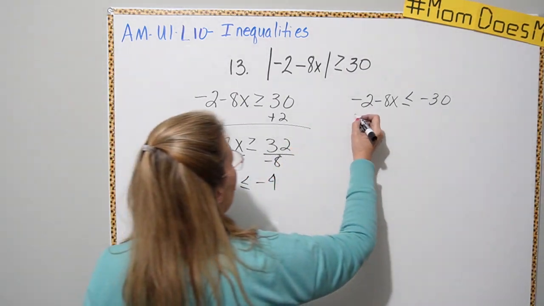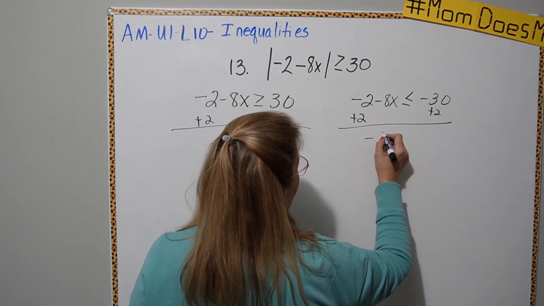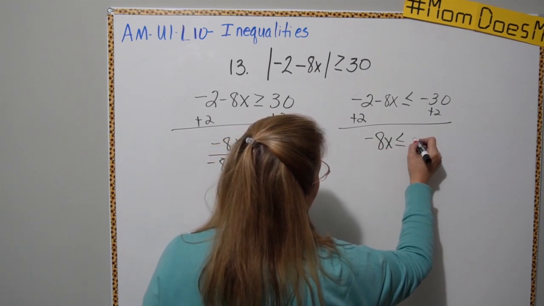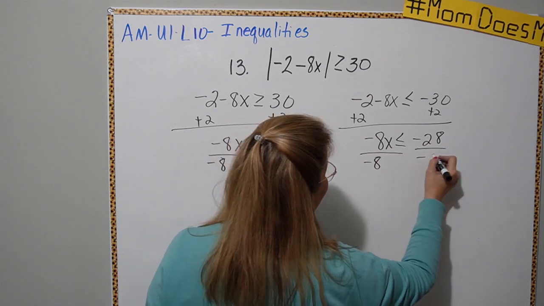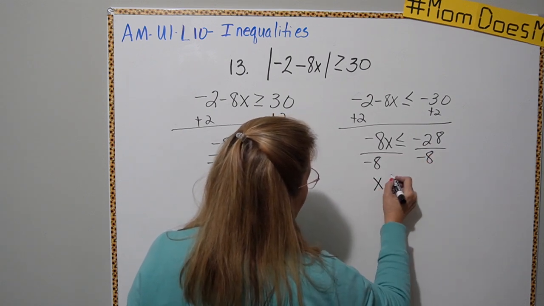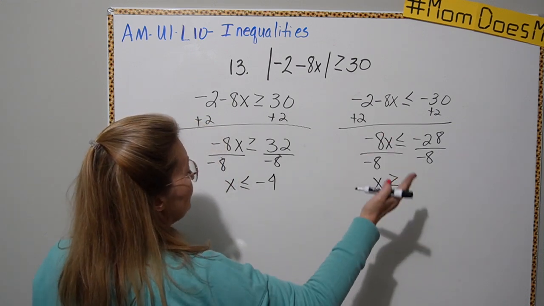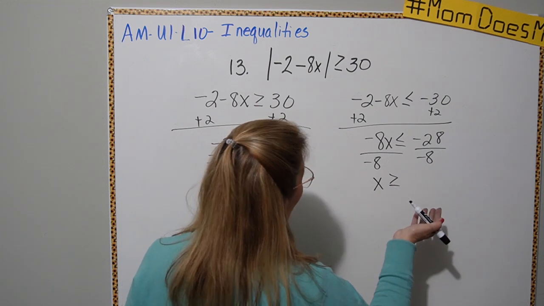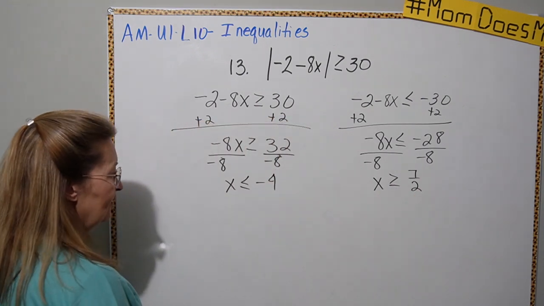Okay, we come over here and I'm going to add 2 to each side. So now I have negative 8x is less than or equal to negative 28. I'm going to divide both sides by negative 8. So that's going to have me flip that sign. All right, negative over negative is positive. 28 over 8 will reduce by 4. So that'll give me 7 halves, positive 7 halves.